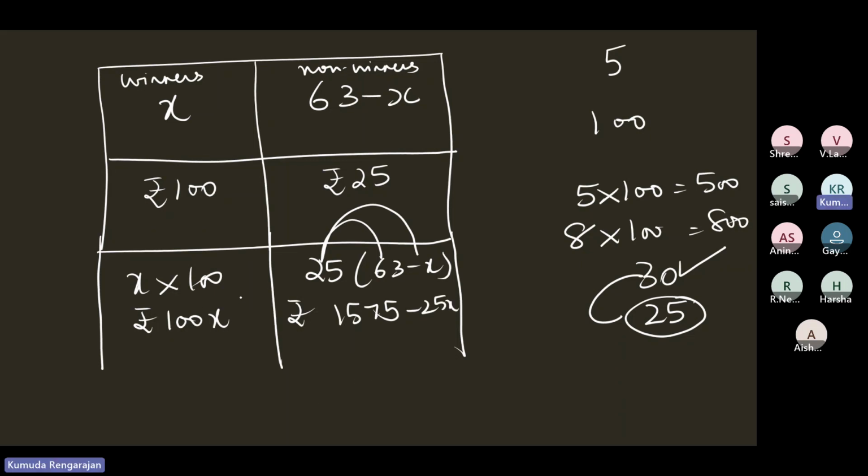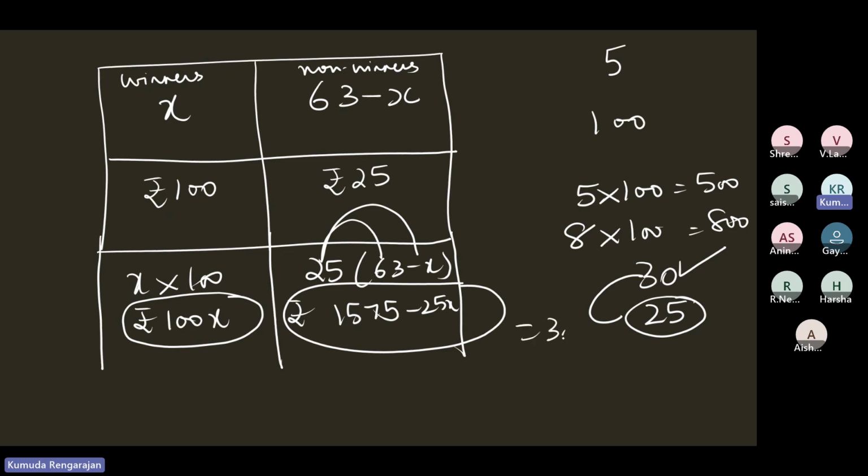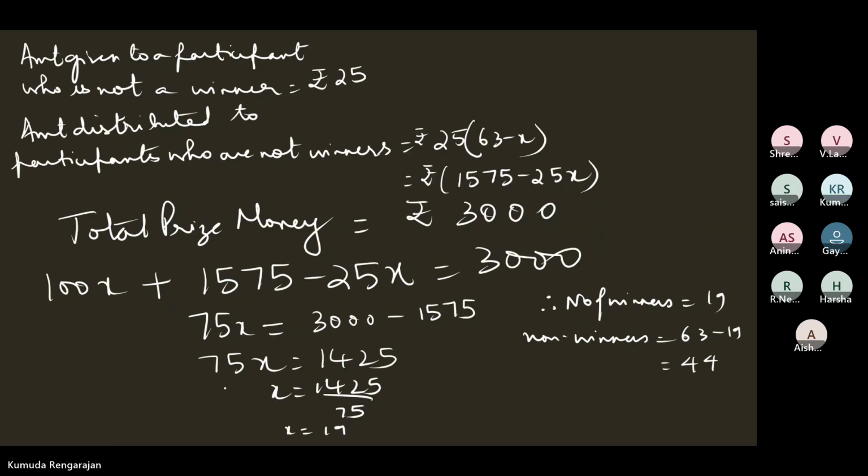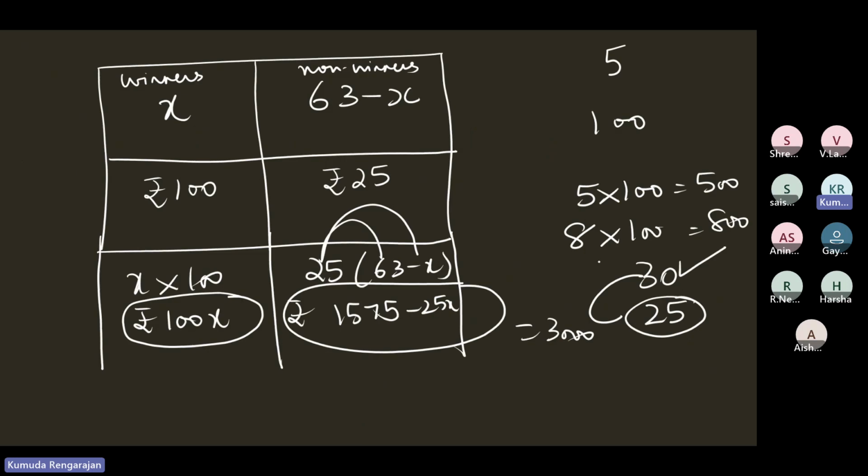Now the equation is the total prize money given away to the winners plus the total prize money given away to the participants who are not winners adds up to 3,000 rupees. That's the equation. Upon solving, we get X is 19. That means 19 winners, 63 minus 19, 44 participants but not winners. You can check now.